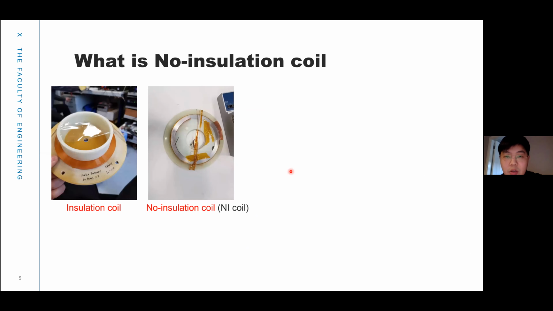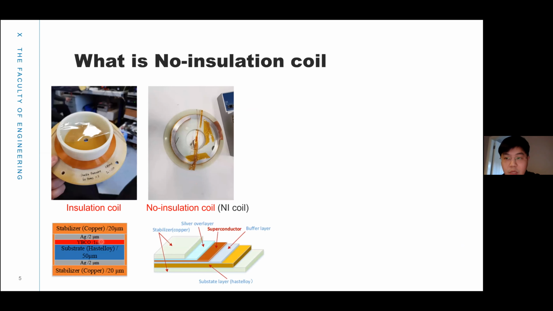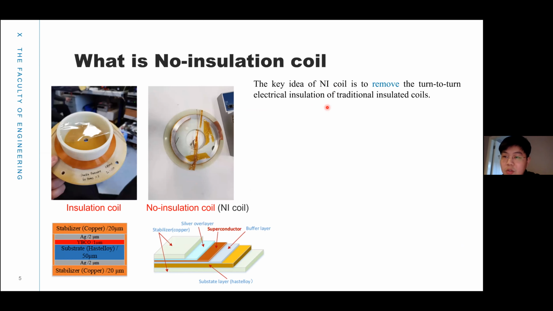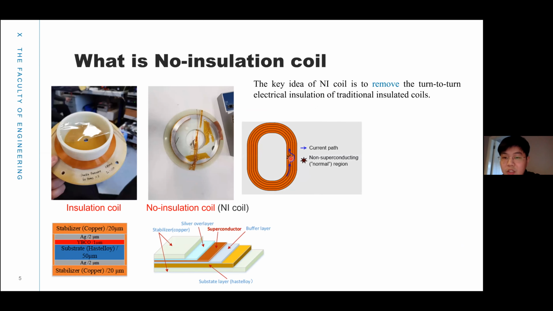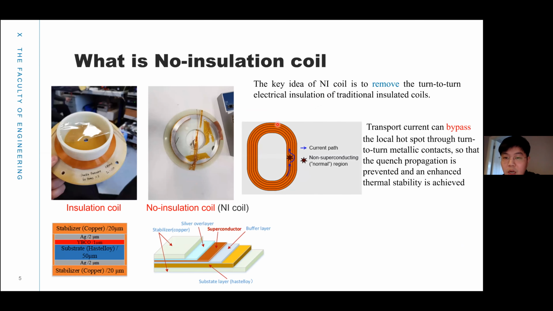First, what is the low insulation coil? The left is the insulated coil, and the right is the low insulation coil. As we know, HTS tape is a multi-layer structure. There is a superconducting layer inside, and there are some metal layers around it. The key idea of the NI coil is to remove the turn-to-turn electrical insulation of traditional insulated coils. And the advantage of the NI coil is that the current, under some conditions, can go in any direction.